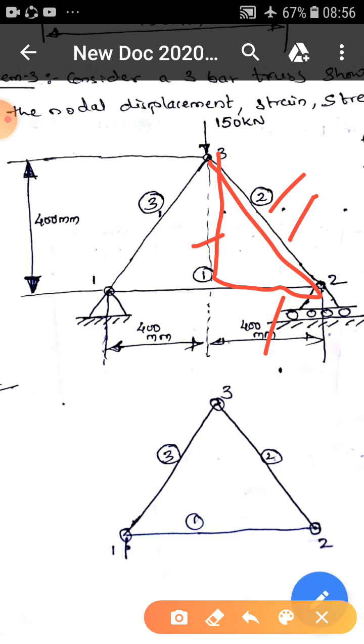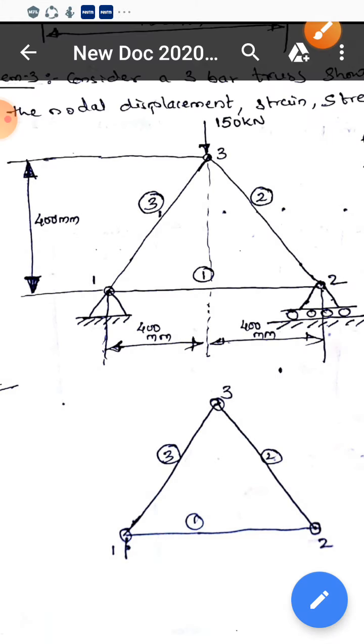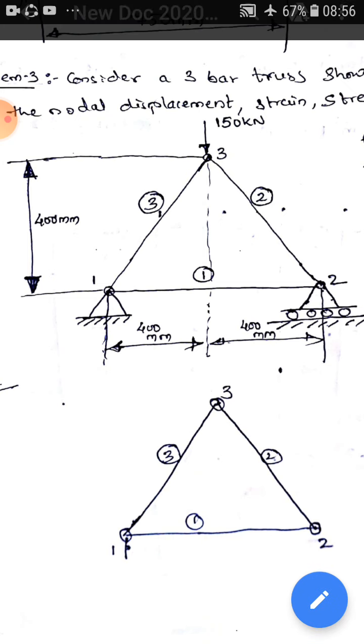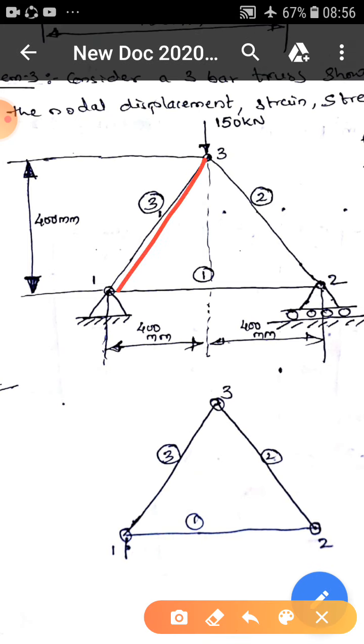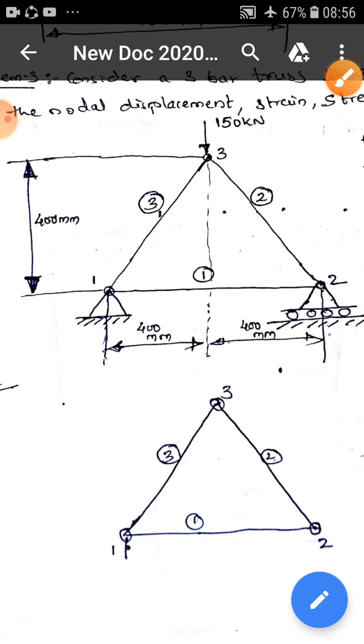Again, if you take this right angle triangle and apply Pythagoras theorem, you can determine the length of element 3. So that's not a big deal. Now the problem comes while taking the angle theta. Determining the length and determining the angle theta majorly completes the problem. The only difficulty in these trusses is to take the angle theta.